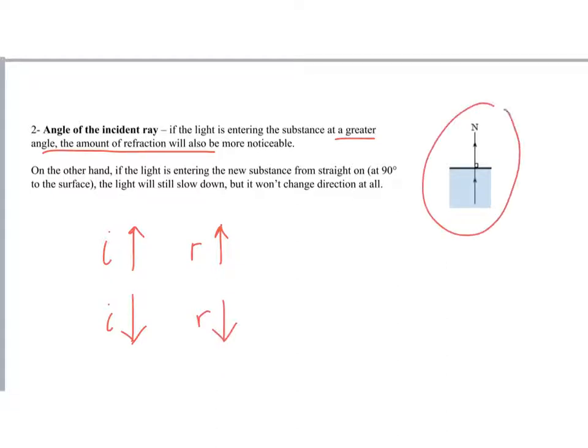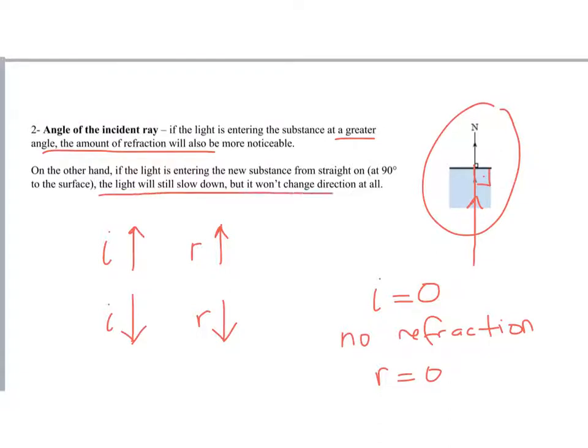Look at this example. The light is coming perpendicular to the boundary of the mediums. That means that the angle of incidence is 0. So here there will be no refraction because there is no angle. So the angle of refraction also should be 0. But that doesn't mean that the light will not slow down. The light will still be slowed down, but it just won't refract, won't change the direction.